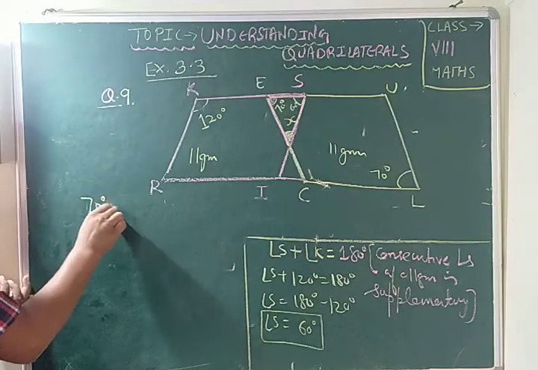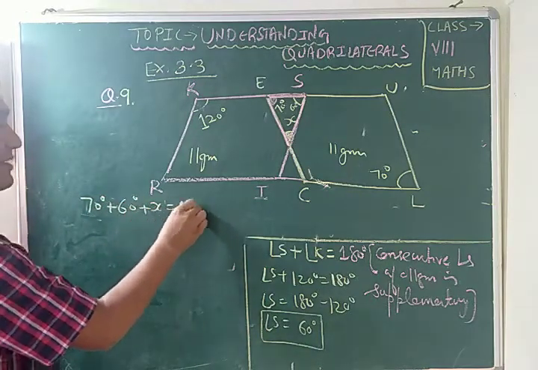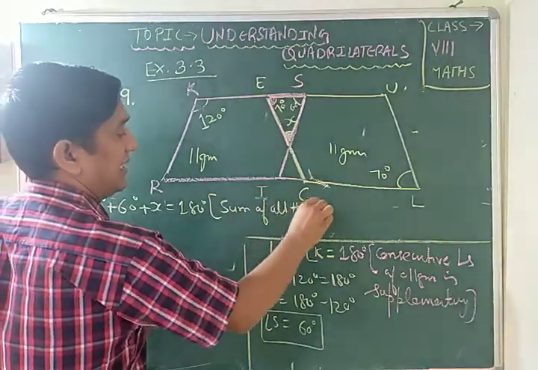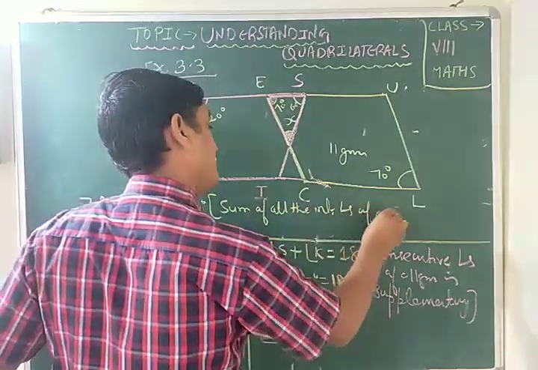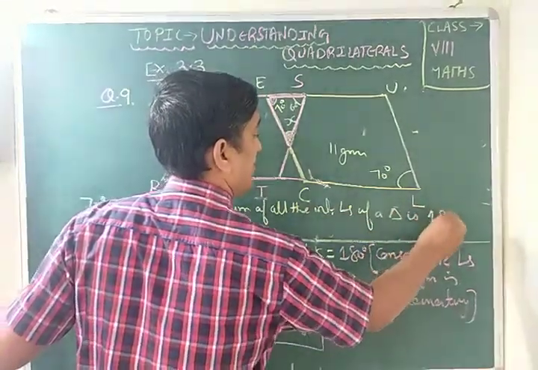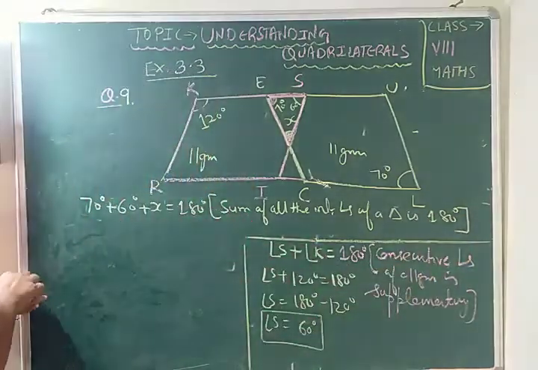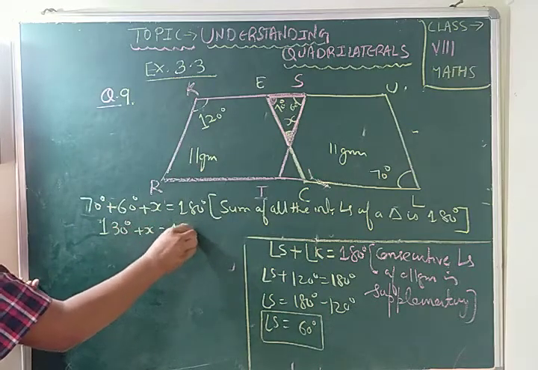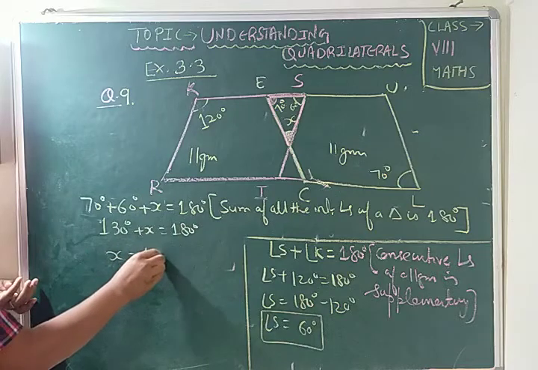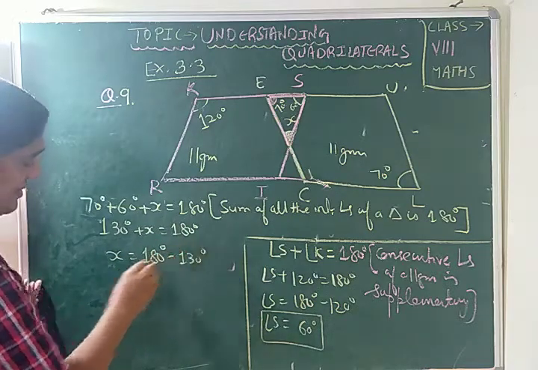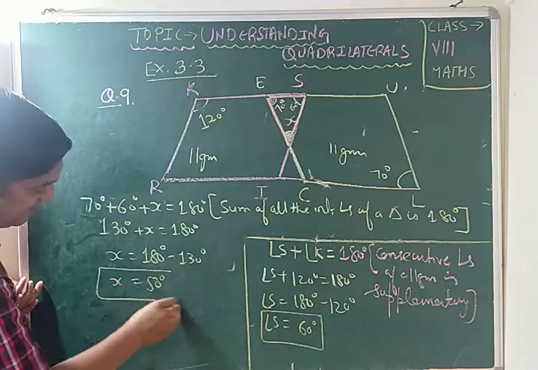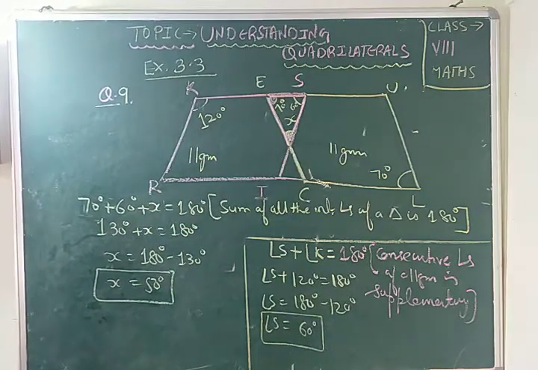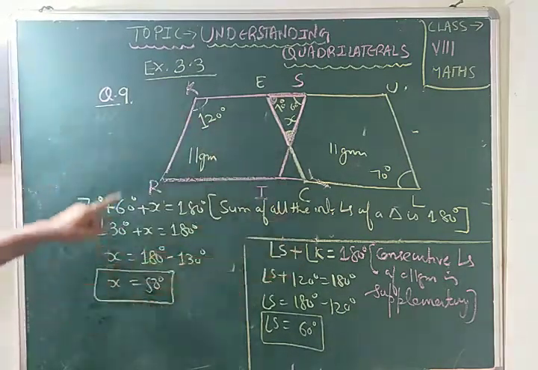So start, children. 70 degrees plus 60 degrees plus x equals 180 degrees. The sum of all the interior angles of a triangle is 180 degrees. Now it becomes 70 plus 60, that is 130, plus x equals 180, so x equals 180 minus 130, x equals 50 degrees. Now the value of x is what? It comes to 50 degrees. This is all about question number 9, children.